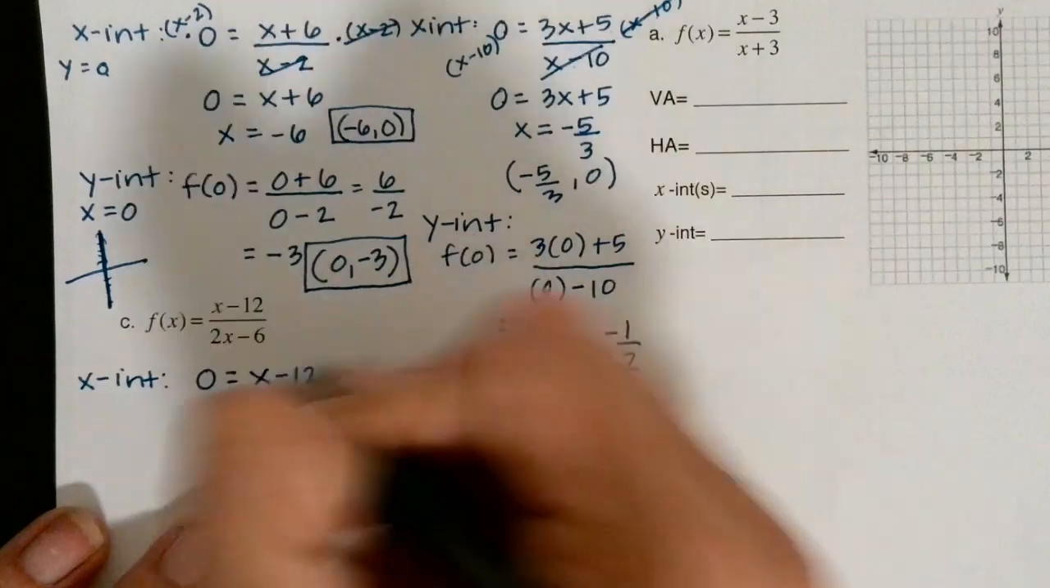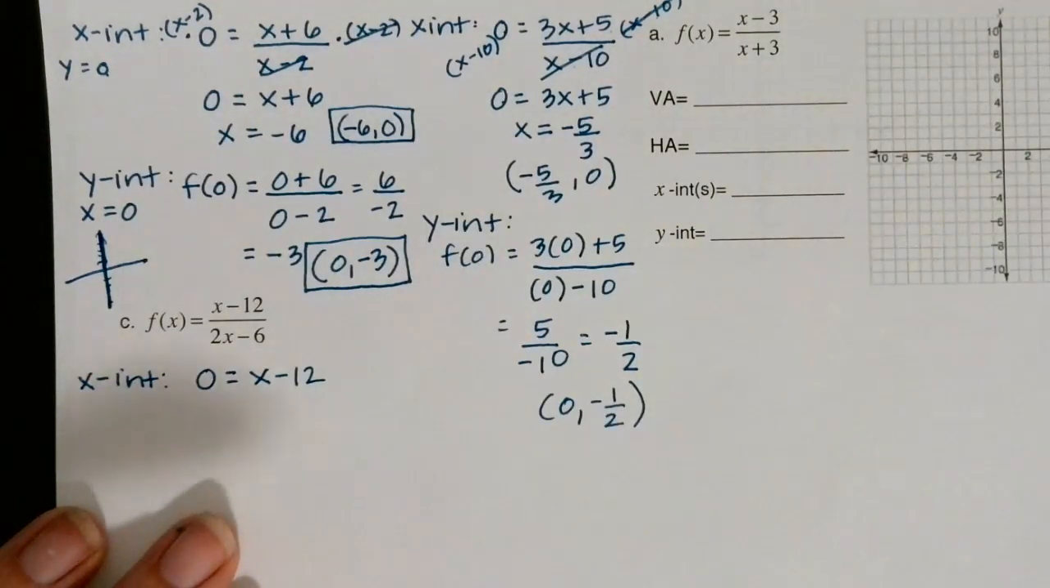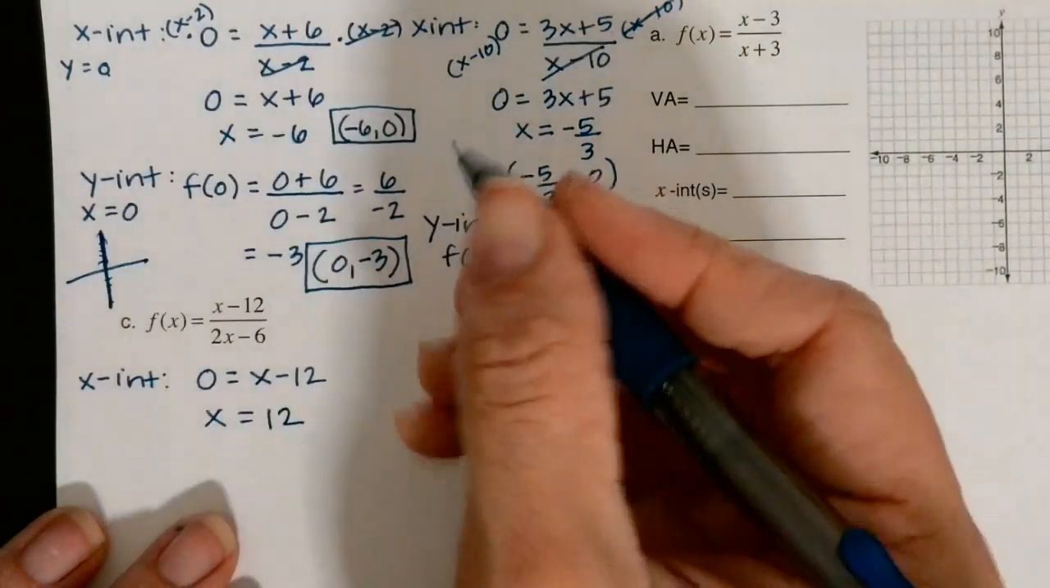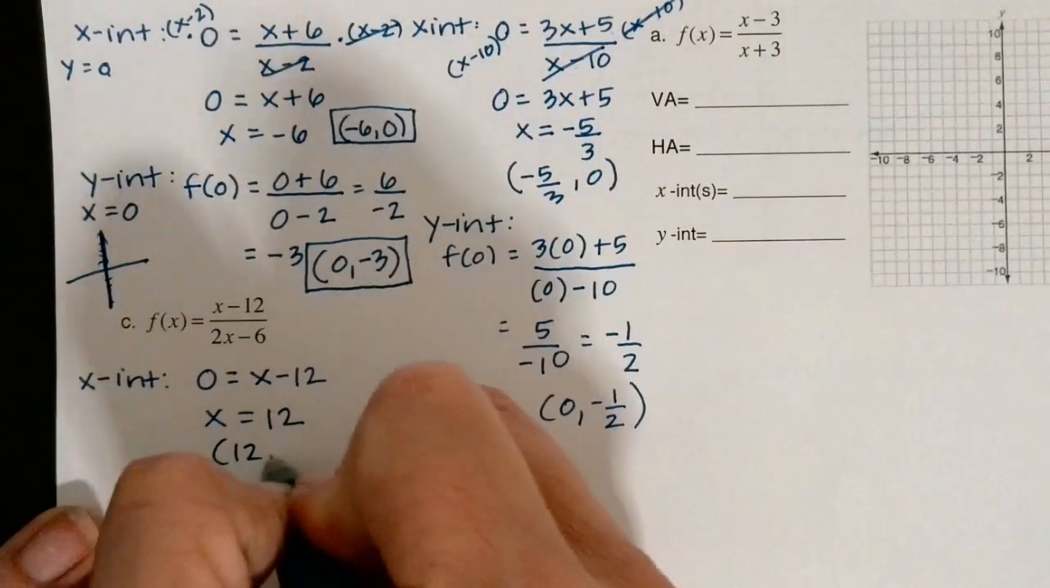So I'm just going to set the numerator equal to 0 because I see the pattern. So I get x equals 12. So my x-intercept is 12, 0 for this guy.